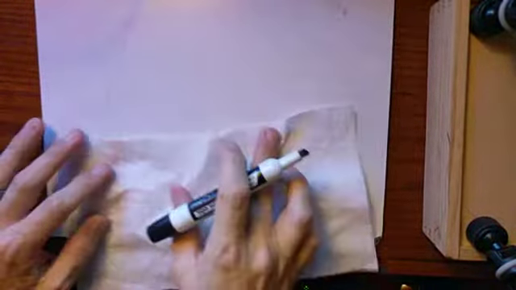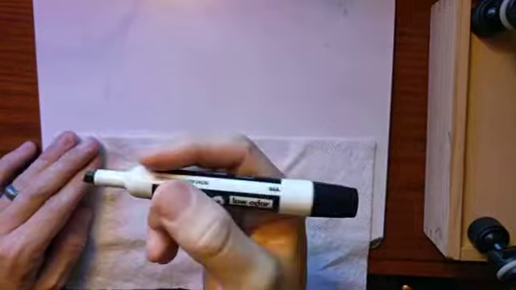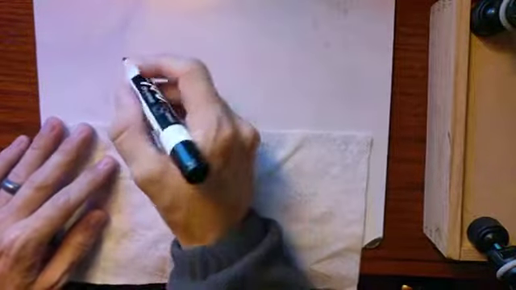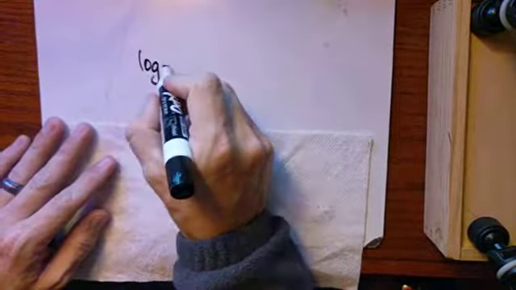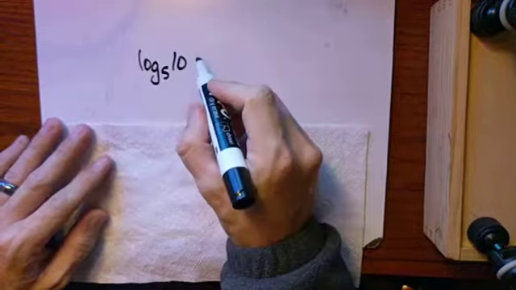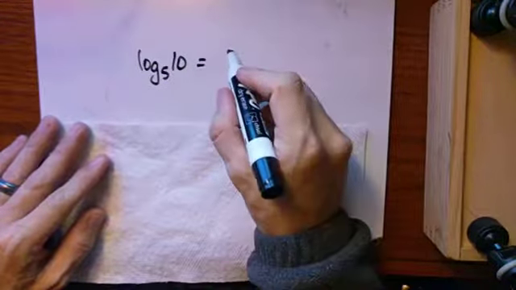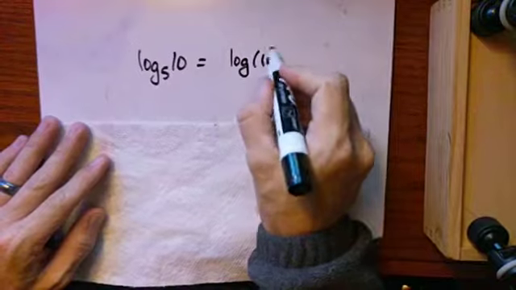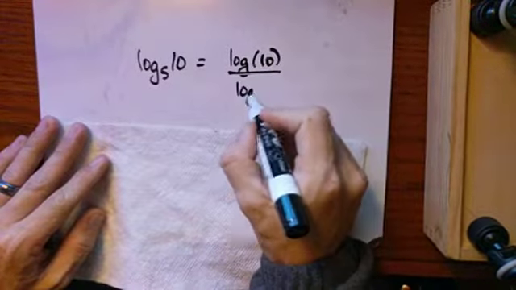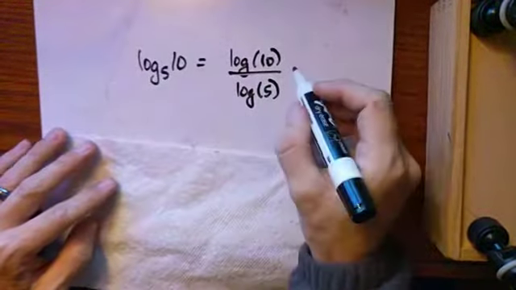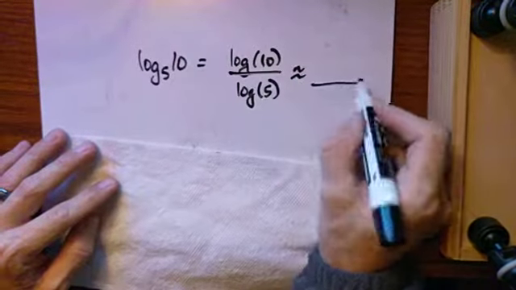Evaluating a logarithm, again, may mean that you have to use the change of base formula. So if you had log base 5 of 10, how would I do that? I could do just straight up log of 10 divided by straight up log of 5, right? And you can just put that in your calculator and get an answer.